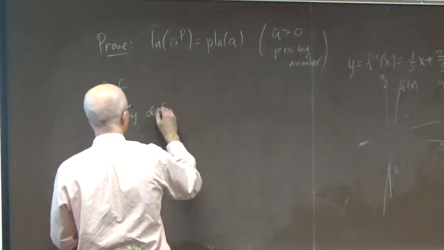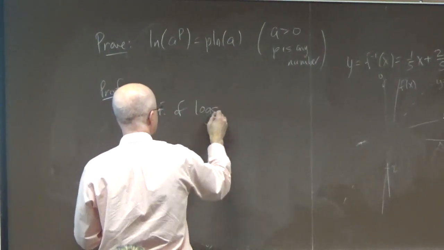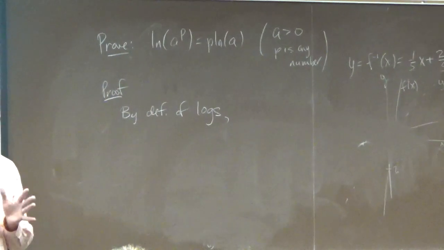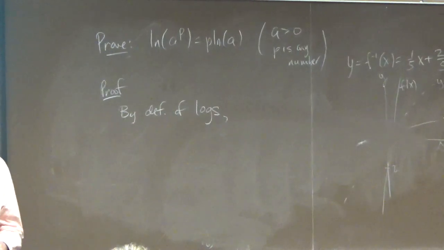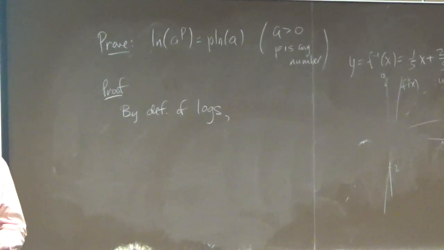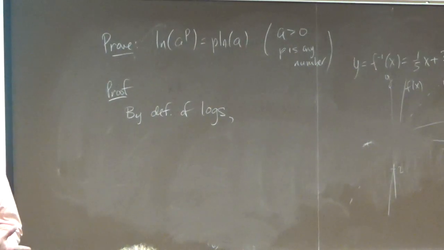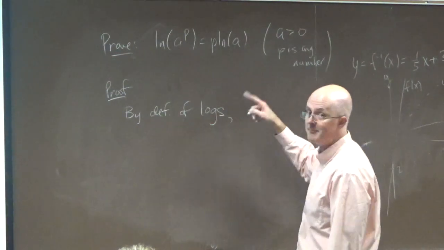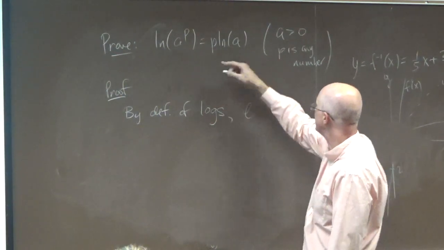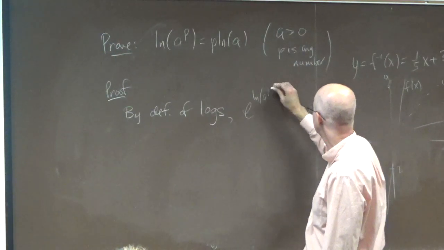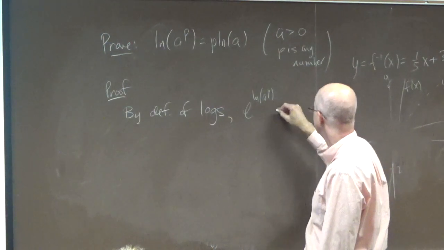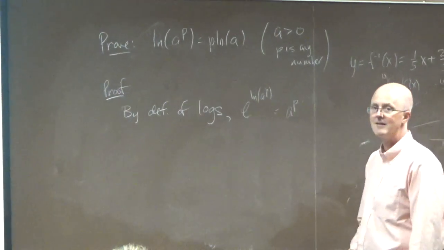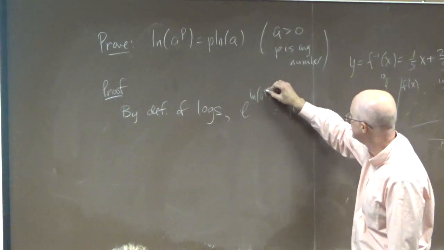You could say by definition of logs, and by the way, you should write in complete sentences, though abbreviations are okay. I want to say "definition" all the time, so I'm abbreviating it. I really shouldn't just say logs, I should say logarithms, so I'm really abbreviating there too. We're talking ln, base e. e to the, for example, natural log of a to the p is what? a to the p. Here we know that.